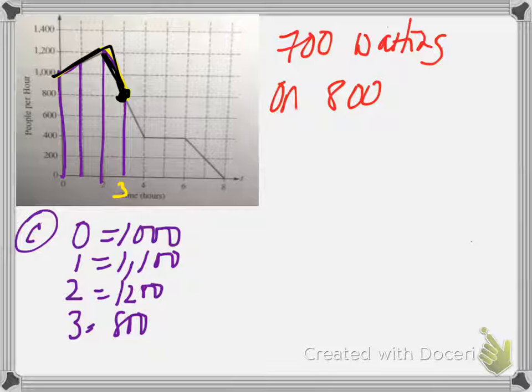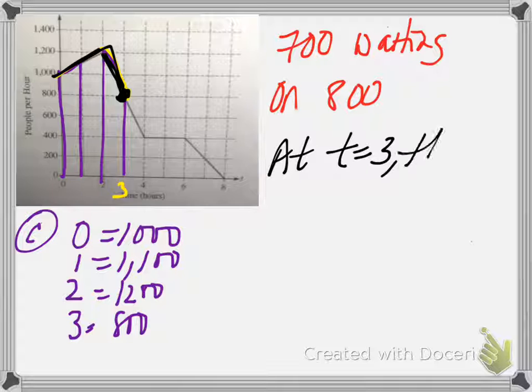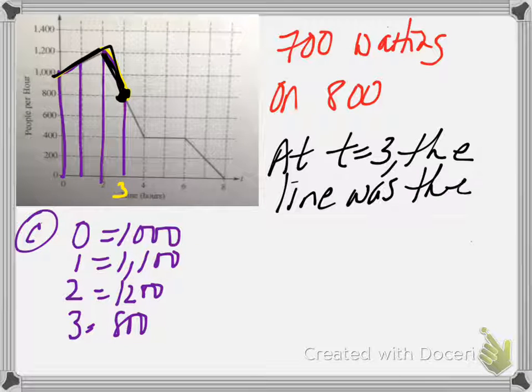So the question is, at what time t is the line for the ride the longest? So you're going to say at t equals 3, the line was the longest. And then there's a second part to this. Well, how many people are online at that time? Okay, so this is what you have to figure out now.